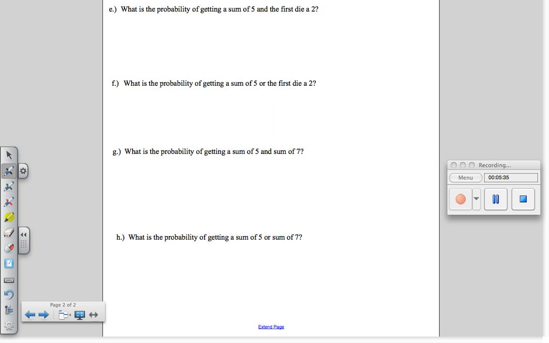Next, let's look at the probability of getting a sum of 5 and the first die of the 2. This is events A and B, which contains the outcome 2, 3. So the probability of A and B happening is 1 out of 36.